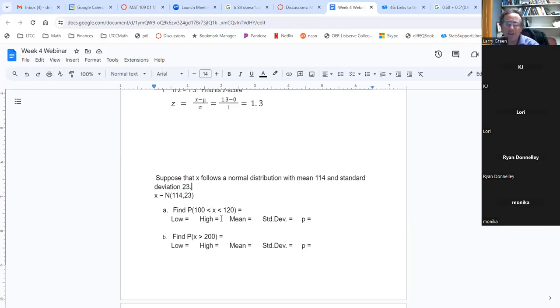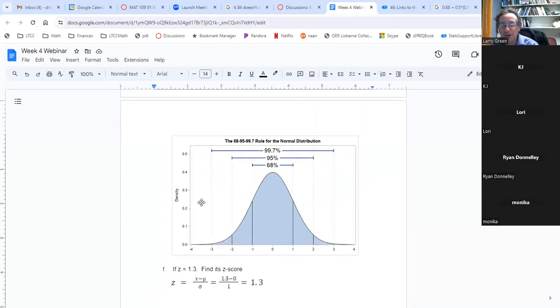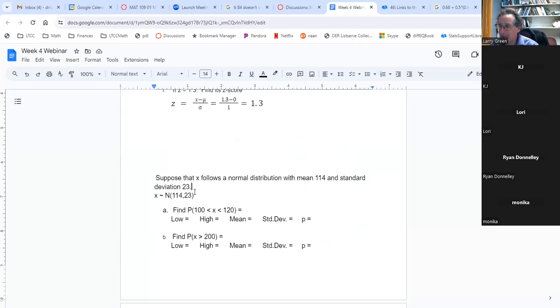Okay, so by the way, we have a normal distribution. X is between 100 and 120. And if you look at 100, maybe we could do it that way by using the empirical rule. You find the z-score for 100. 100 minus 114 is negative 14. Negative 14 divided by 23 is that. Do you agree? There's nothing nice about it. So you cannot use the empirical rule for this question. Is that clear?